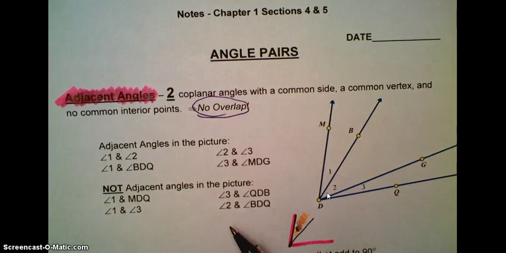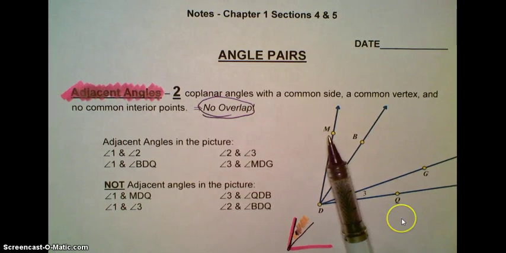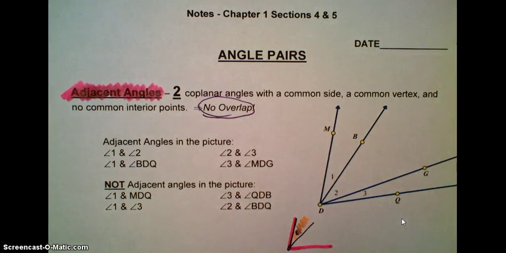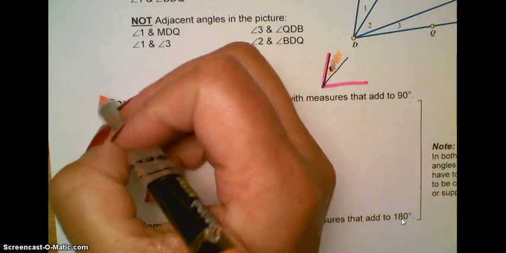Okay, so again, take a look at the other angles that are listed here and keep in mind that those are not adjacent angles. Okay, our second pair are complementary angles.